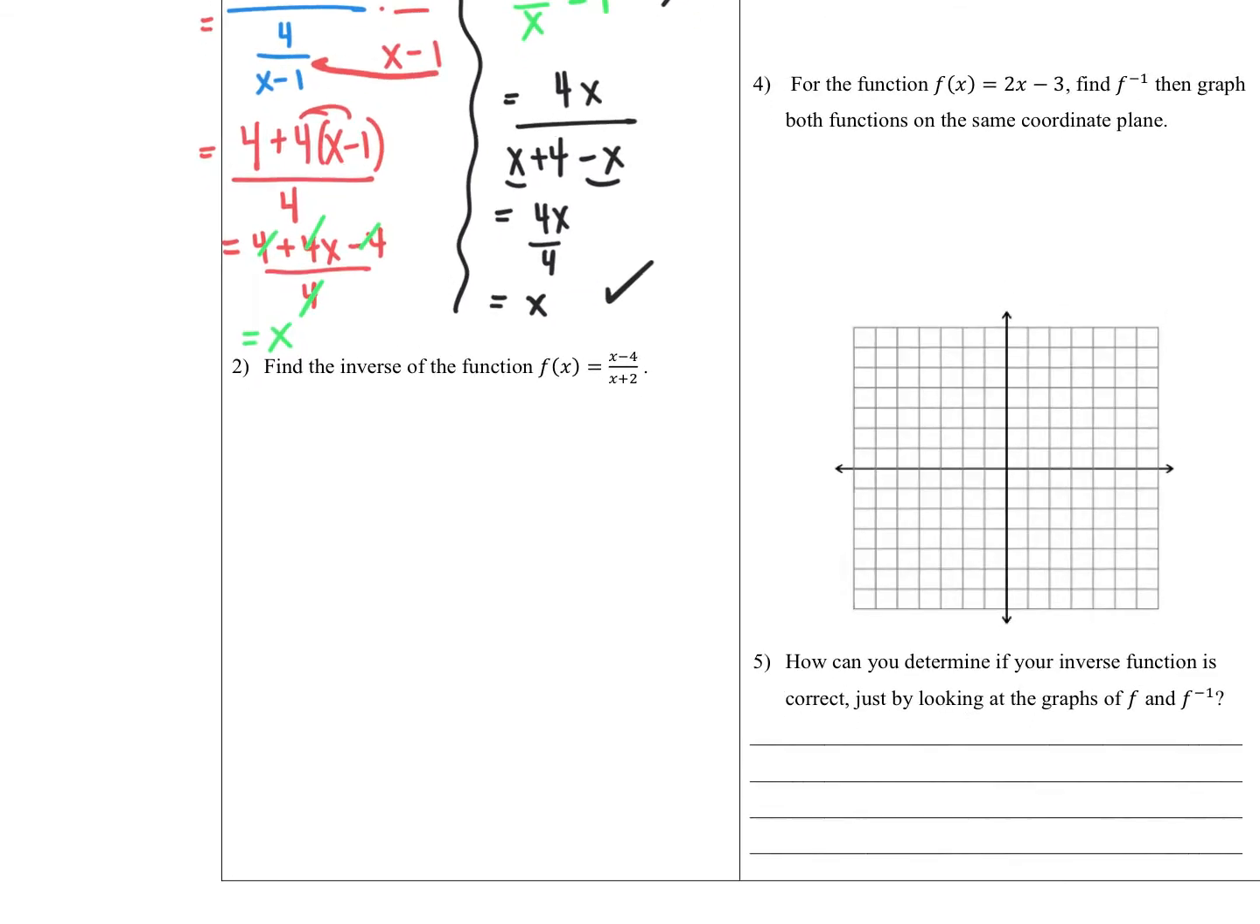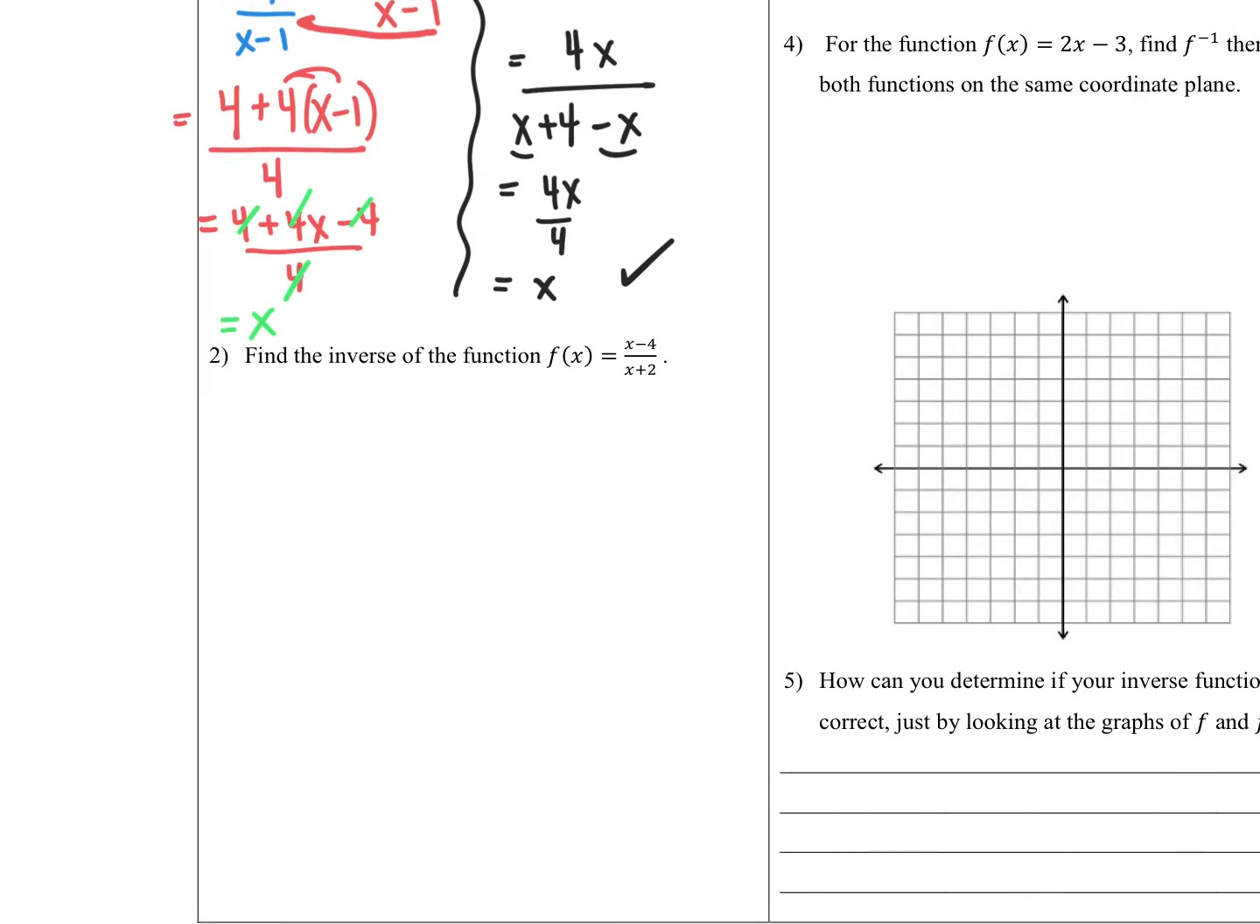All right, for number 2, it wants us to find the inverse of this function. So sometimes it's nice when we can kind of talk about what happens to our input and then undo those operations, but it's not as clear, especially when we have an x in two different places here. So what we're going to do is just interchange our x and our y, since that's the meaning of this inverse thing. And so our outputs right here, that's our f of x, is going to be x equals y minus 4 over y plus 2.